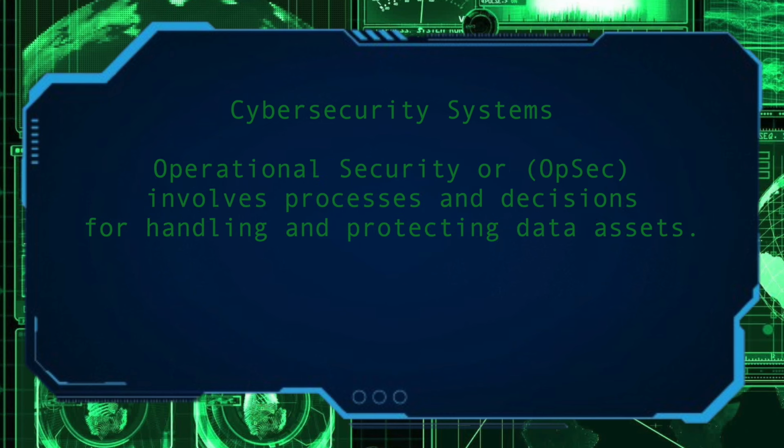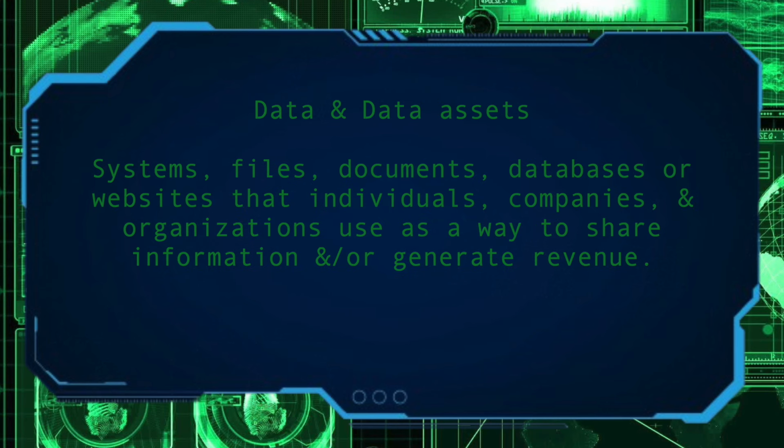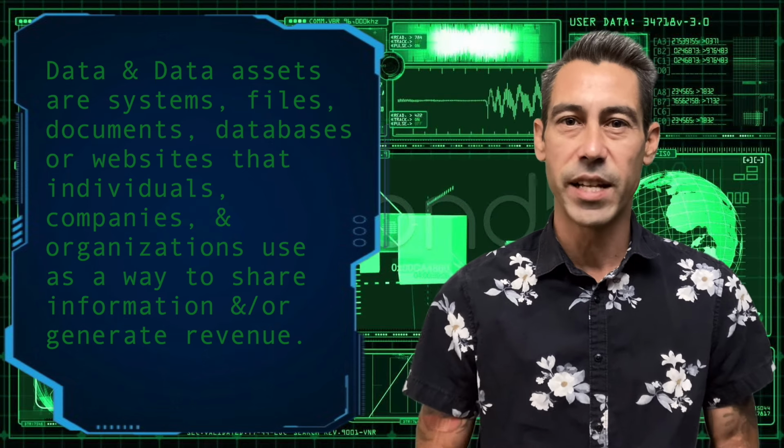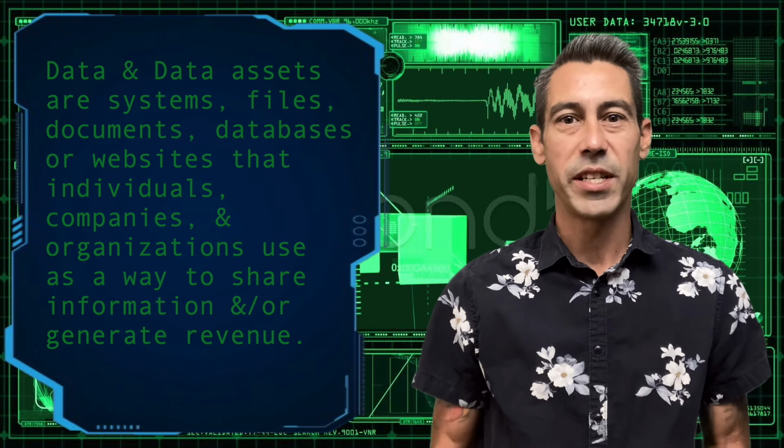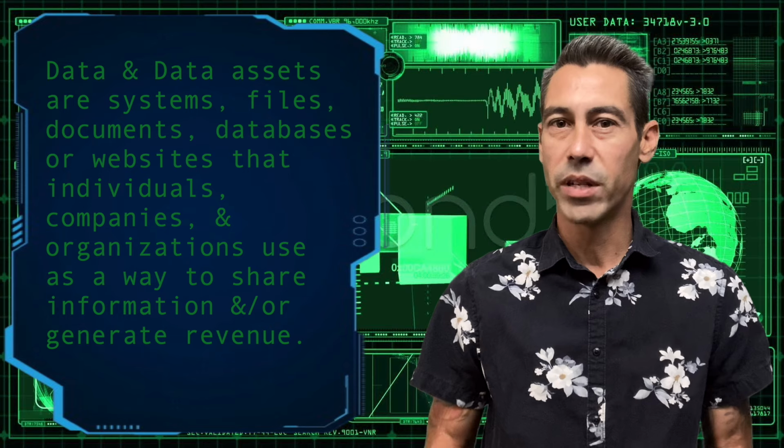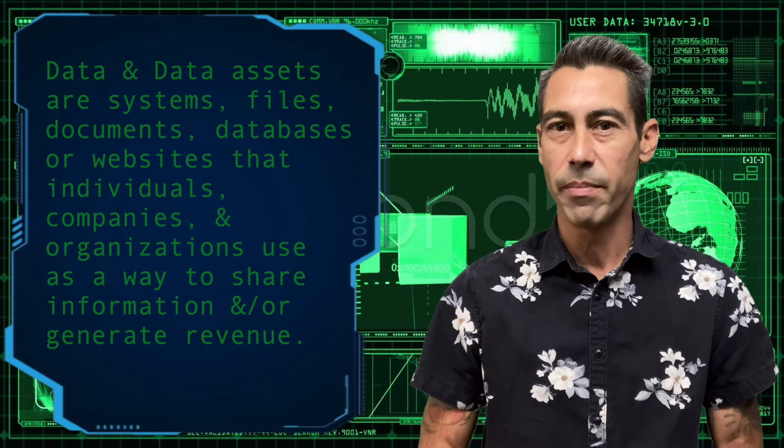Operational security, or OPSEC, involves processes and decisions for handling and protecting data assets. Data and data assets are systems, files, documents, databases, or websites that individuals, companies, and organizations use as a way to share information and/or generate revenue. They're some of the most valued assets that a company stores, with companies spending a considerable amount of their resources managing and trying to secure them effectively.